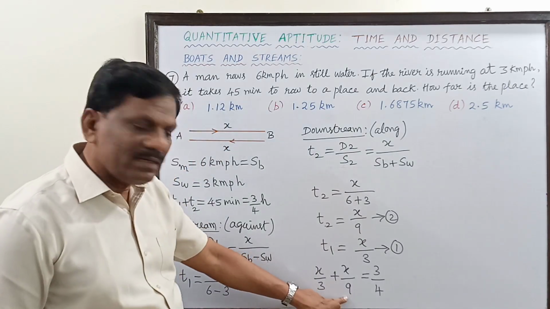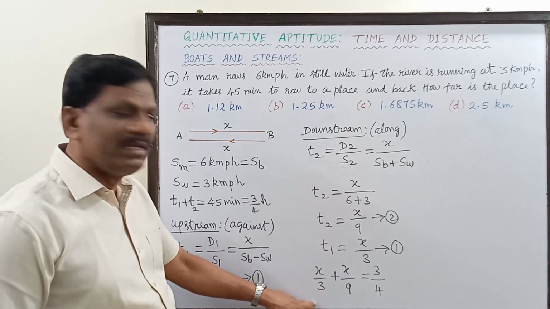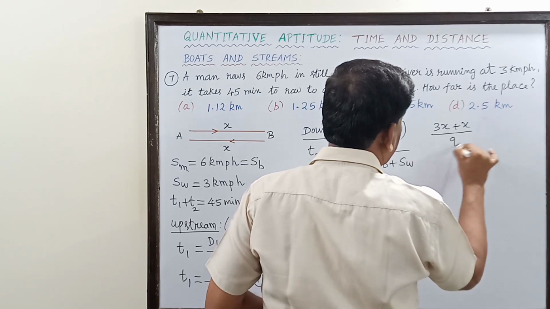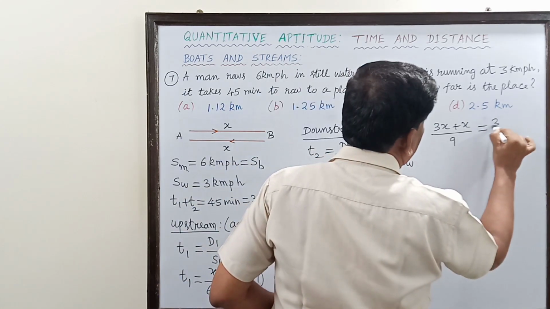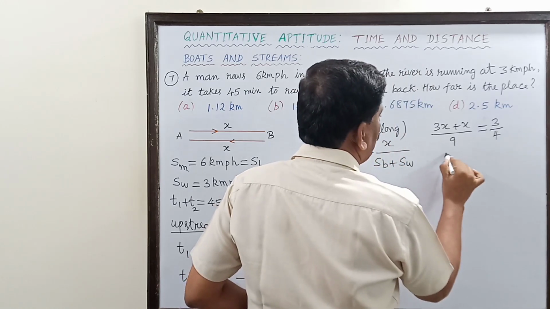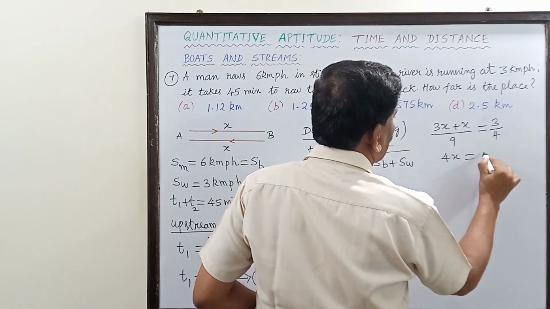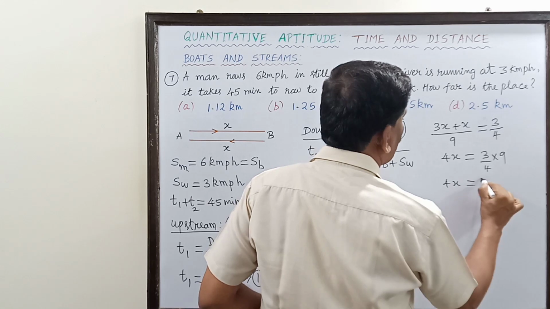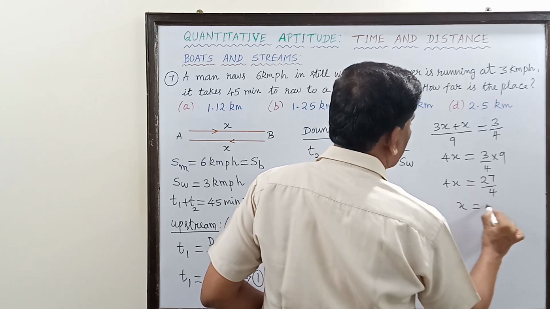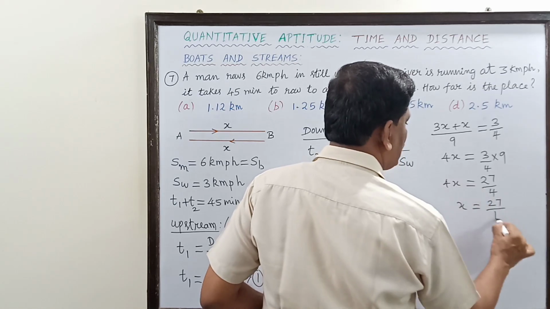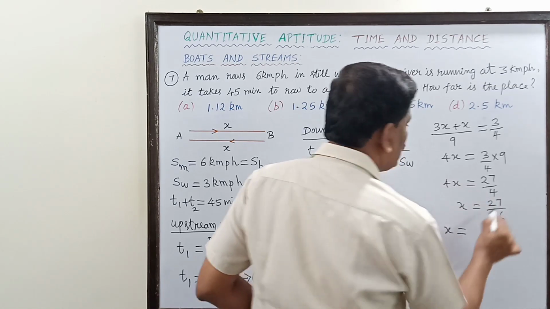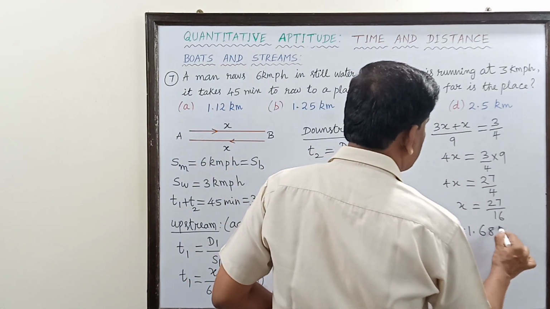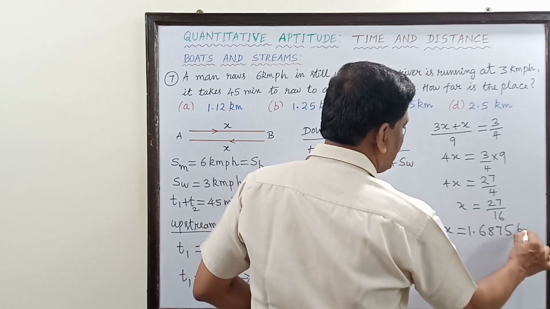So LCM is 9. Taking LCM, 3x plus x whole divided by 9 is equal to 3 by 4. So 4x is equal to 3 by 4 into 9. So 4x is equal to 27 by 4. X is equal to 27 by 4 fours are 16. Therefore, x is equal to 27 divided by 16. If you take the ratio, it is exactly equal to 1.6875 kilometer.